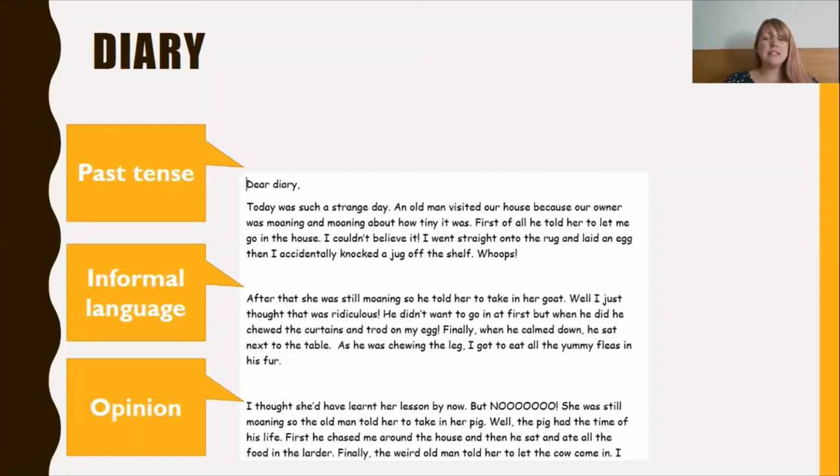I also noticed that this was the opinion of the hen. It wasn't the opinion of the goat or the pig or the old lady. It was specifically about what the hen was seeing, about what the hen thought. The hen thought that it was ridiculous. The hen couldn't believe it that he got to go in the house. So when looking at this diary, I realised that everything that is written is from the point of view of the hen.